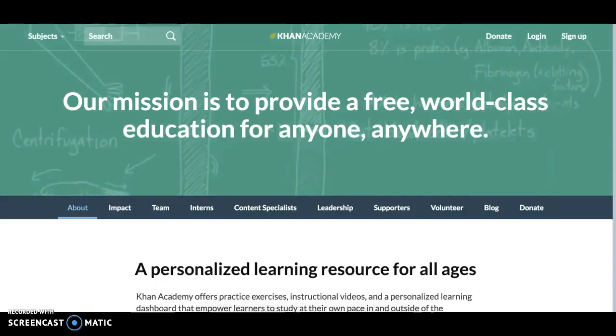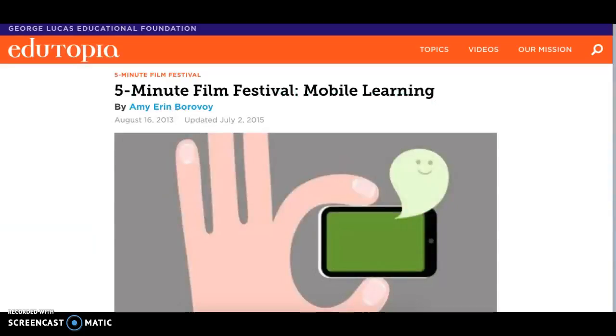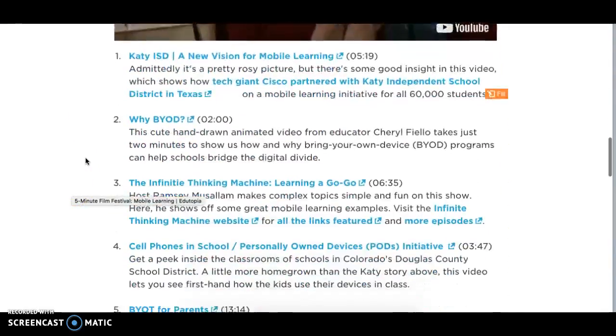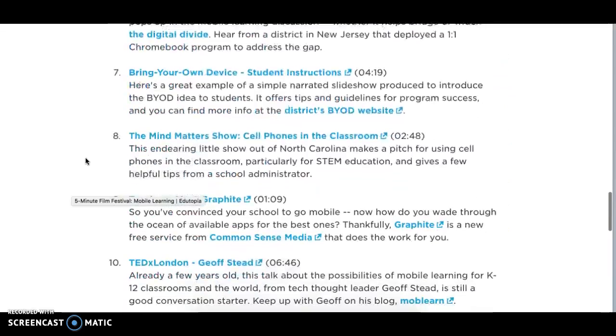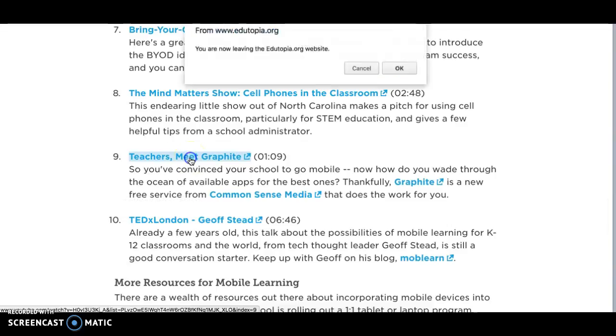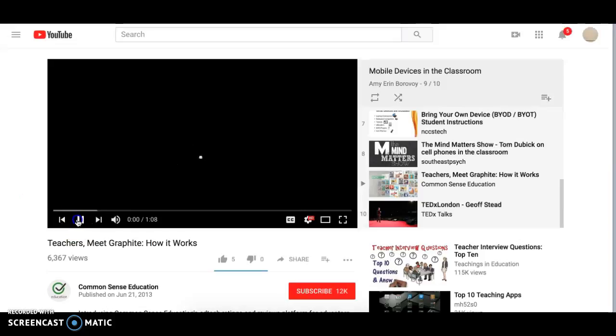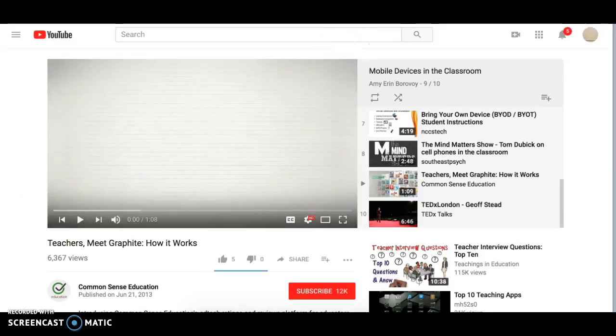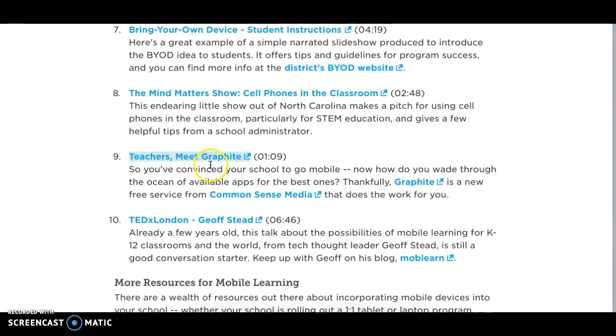And then the resources this week that we read about, when I went to Edutopia, I looked under the Teachers Meet Graphite, and here is where I saw that they gave reviews about Khan Academy and what it entails, giving its pros and cons, which I really liked.